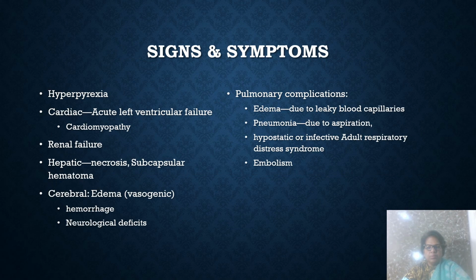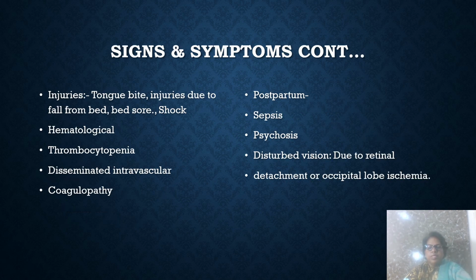You will see the signs and symptoms of eclampsia. Hyperpyrexia, that is fever, there will be fever. Cardiac complications include acute left ventricular failure, cardiomyopathy, renal failure. Hepatic complications include necrosis, subcapsular hematoma, cerebral edema, hemorrhage, neurological deficits. And pulmonary complications include edema due to leaky blood capillaries, pneumonia due to aspiration, hypostatic or infective, adult respiratory distress syndrome, embolism. These are the signs and symptoms. Signs and symptoms will continue.